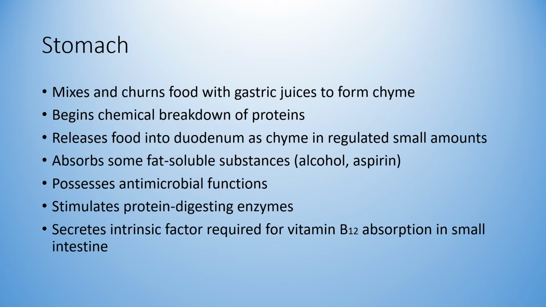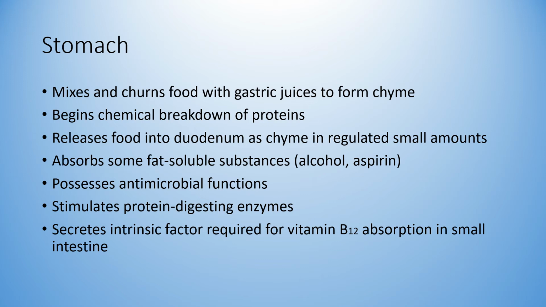In the stomach, what's the stomach supposed to be doing? Well, it's going to be mixing and churning the food with the gastric juices that it produces to form what we call chyme. It's starting the chemical breakdown of proteins. Any carbohydrate breakdown that was occurring in the mouth, when it hits the stomach, that's going to stop because the acid stops it. But now you start the protein chemical breakdown.